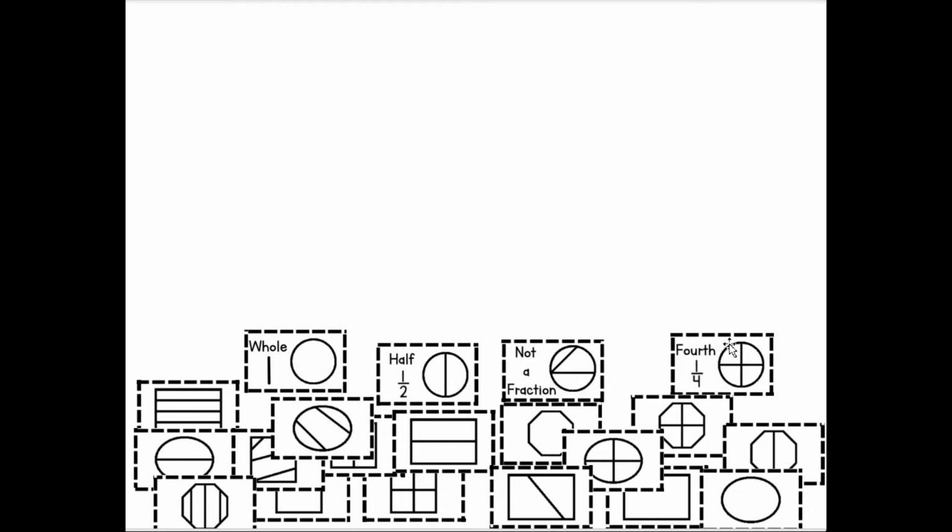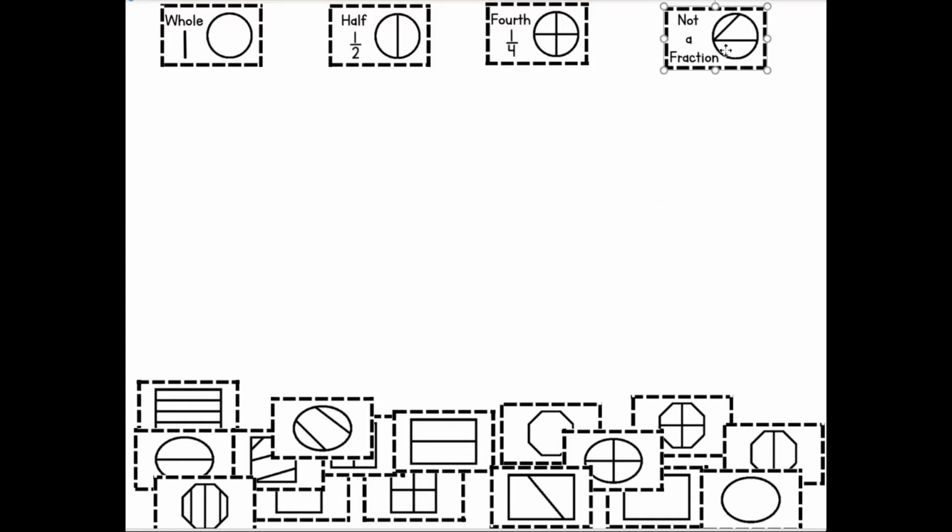So I'm going to put our headers. It's just like our word study where we have headers that go at the top. So I have 1 whole. That's showing you a full circle. And then I have 1/2. Okay, it's showing you a circle that is cut into 2 equal pieces. It also has the symbol that we talked about yesterday, 1/2, because we have 2 pieces. Okay, we have 1/4. And then we have not a fraction. So this is cut into pieces, but they are not equal.